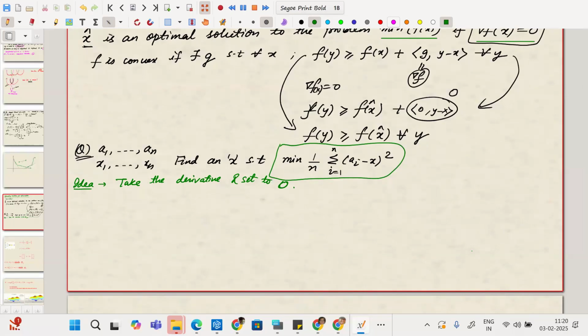Yeah, minus 2 by n summation of (ai minus x), that equals 0. So what will happen? Very near. You just have to write it. You will see what x satisfies that. Something equal to 0, so you are bound to get x equal to something. Just take the derivative and set to 0. Derivative with respect to what? You should ask. Derivative with respect to x.